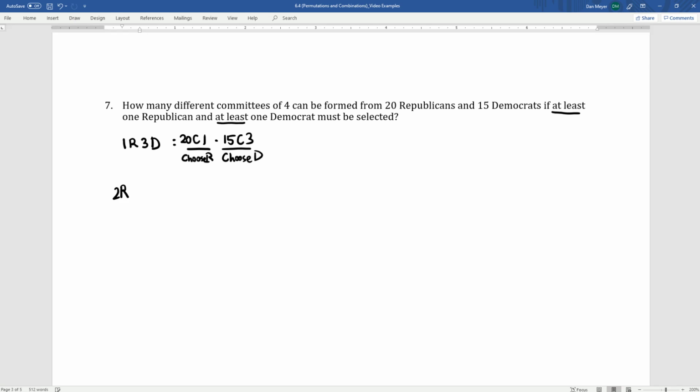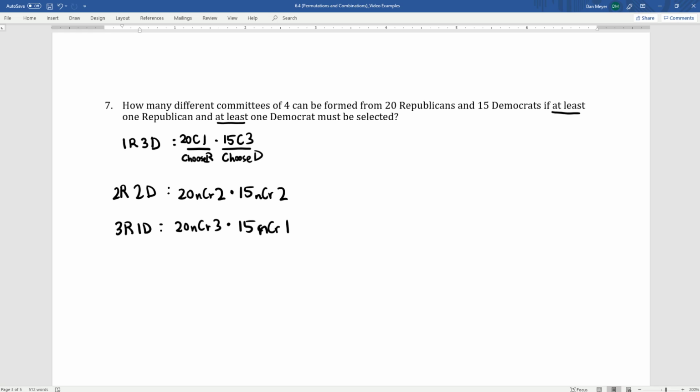All right, so for the 2 Republicans, 2 Democrats case, I can do 20 choose 2 to pick my Republicans, and then 15 choose 2 to pick my Democrats. And then the last case was 3 Republicans, 1 Democrat. I could do 20 choose 3 times 15 choose 1.